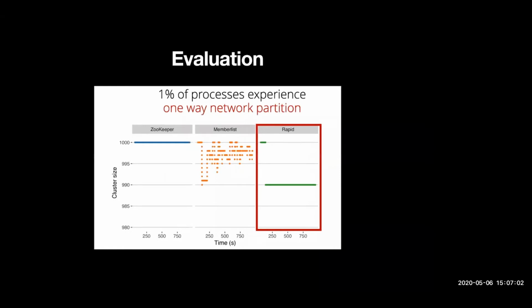Also, they talk about one-way network partitions. Zookeeper is not able to even detect the one-way network partition, because the way they generate a one-way network partition is by introducing high packet loss in ingress messages for the nodes. However, Zookeeper is just reliant on heartbeats going out of the nodes. So Zookeeper is not able to detect any failure. Memberlist is able to detect those failures. However, it's not able to stabilize the views. However, Rapid shines in this case as well.